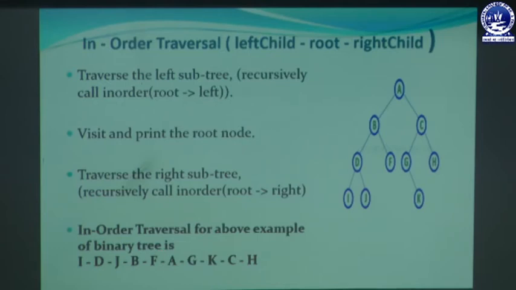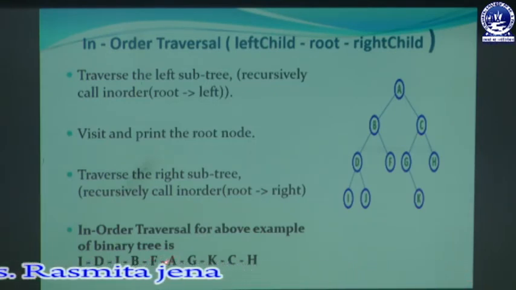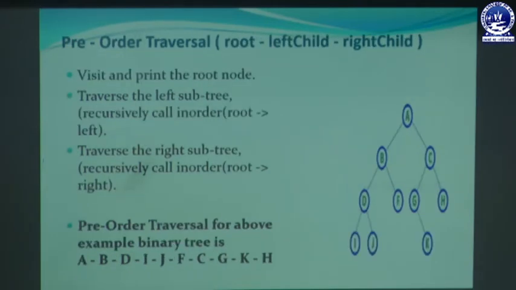And the result is, first we visit the node I, then D, then J, then B, then F, then the root node A, and these nodes are present at the left subtree of the root node A. Then we visit the nodes that are present at the right subtree for the root node A, that is G, K, C and H. Okay. So this is the in-order traversal. Then we will see the pre-order traversal for binary tree.